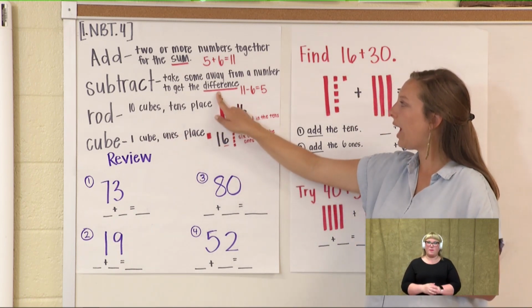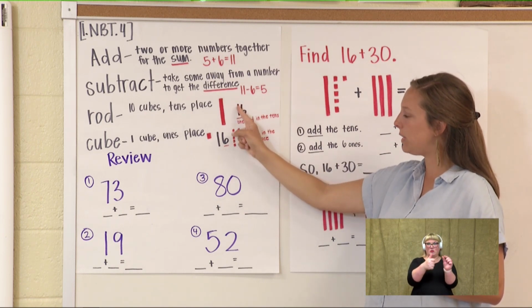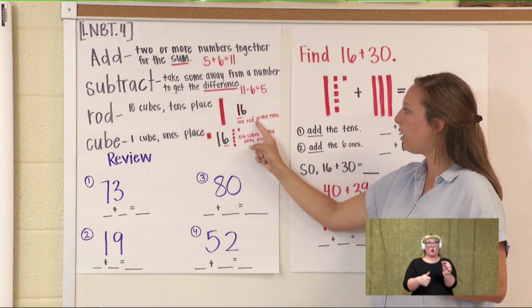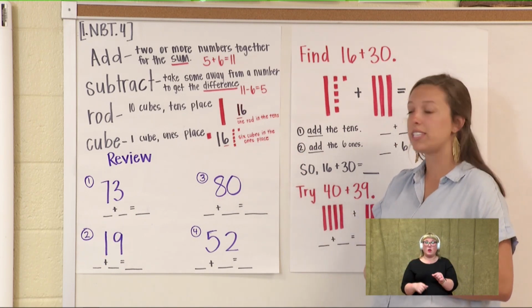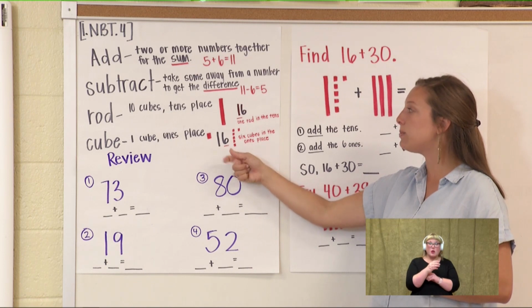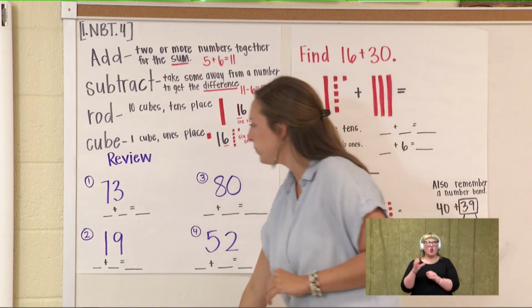Look over here. I have a rod, so that is 10 cubes. It is holding the tens place right here, one rod in the tens for the number 16. For the number 16, I have 6 cubes in the ones place. Let's do a little review.